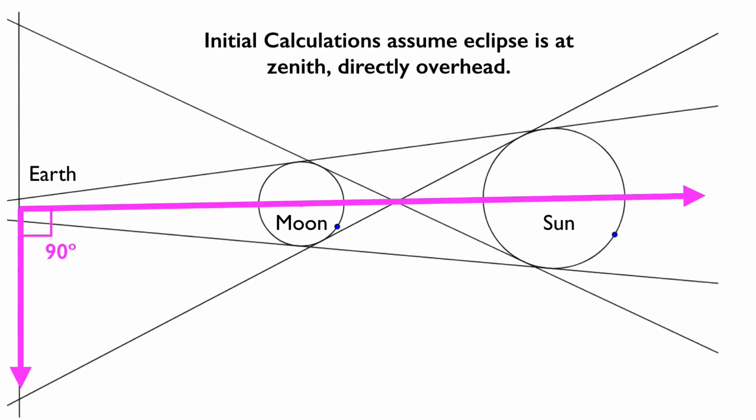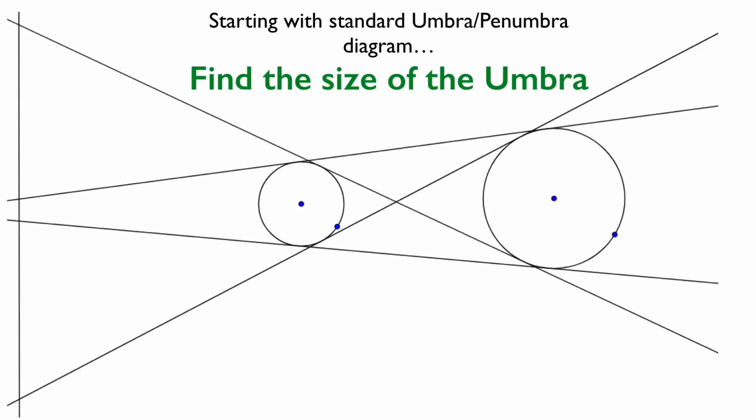Well, the first thing we're going to do is assume that the eclipse takes place directly over the observer's head. Now, we all know this is not true, but just to simplify the calculations, we'll just assume that the moon and the sun are lined up perfectly over the viewer's head. That's going to make the geometry much, much easier. So the first thing we're going to do is find the size of the umbra.